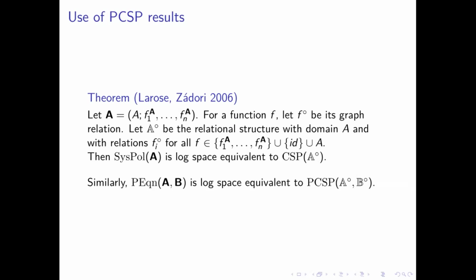LaRose and Zadori, 2006. This is just a theorem about the CSP case, but there's nothing that changes in the proof for the PCSP case. So you have a promise system of equations, just look at the graph relations of the functions, and you can view it as a PCSP. This is nice because there's a lot of theory about PCSPs that you use to prove, in particular, NP hardness of a particular PCSP. So being able to view a promise system of equations as a PCSP is very useful.